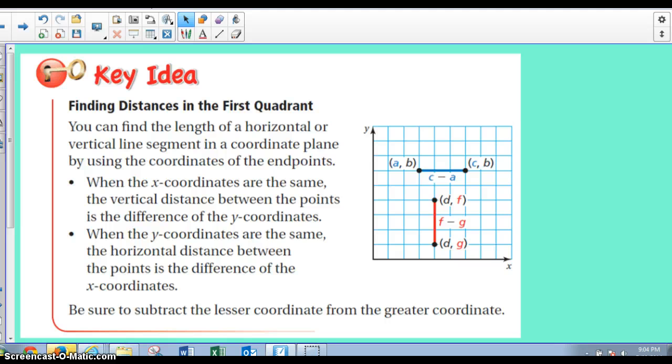Alright, here's the key idea for finding distances in the first quadrant. You can find the length of a horizontal or vertical line segment in a coordinate plane by using the coordinates at the endpoints. When the x coordinates are the same, the vertical distance between the points is the difference of the y coordinates. When the y coordinates are the same, the horizontal distance between the points is the difference of the x coordinates. Be sure to subtract the lesser coordinate from the greater coordinate. Confusing, but we'll look at it with some examples. You do not have to write that down.